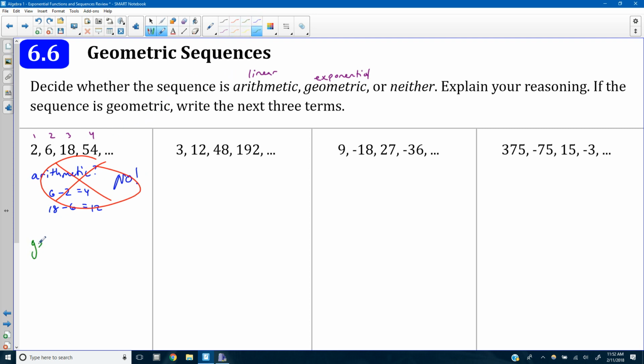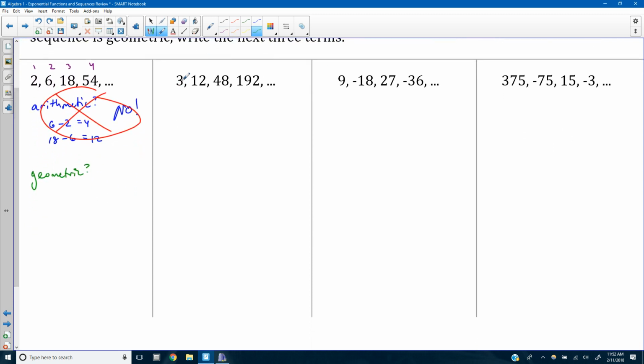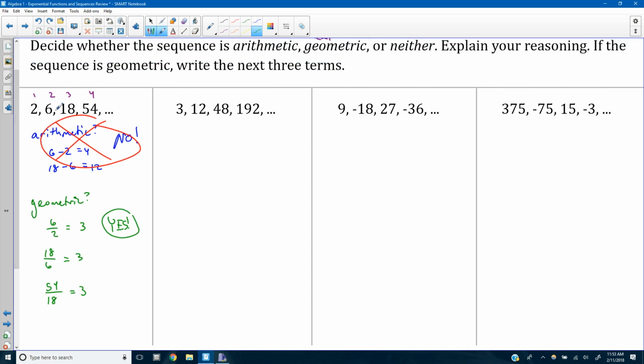Was it geometric? Am I multiplying by the same thing over and over? And remember, we're never going to say divide. I will always say multiply with this, even if it's a fraction. So is it geometric? Let's do 6 divided by 2. Well, here I'm doing division, but I mean going from one value to the next. One value divided by the one before it, though, is 3. 18 divided by 6 is 3. So far, so good. 54 divided by 18, you can try it out. You're going to get 3. Yes, this is a geometric sequence, because you're multiplying by 3, going from one term to the next term.